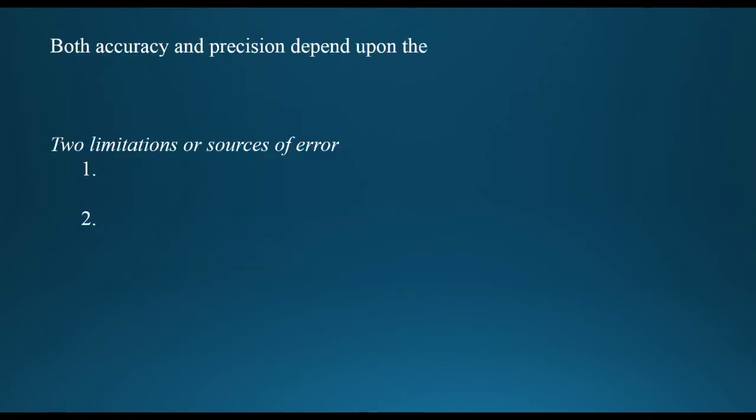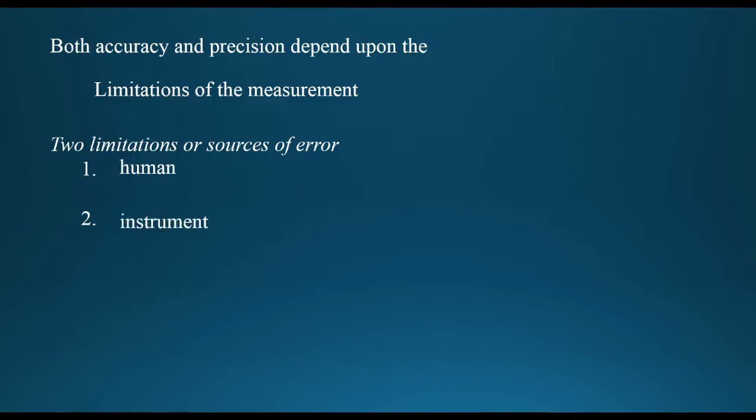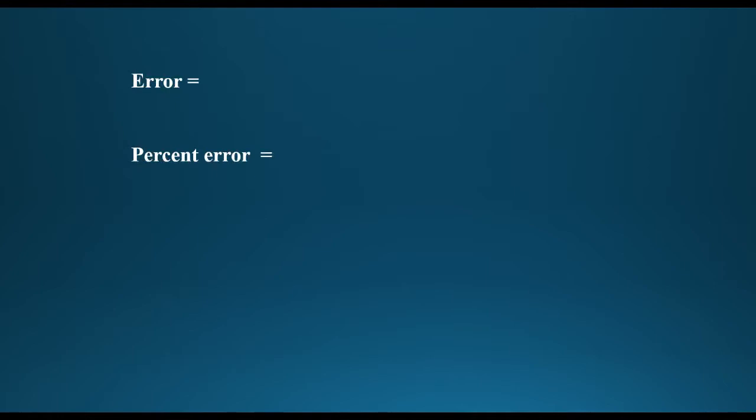Okay, so now both accuracy and precision depend upon the limitations of the instrument. And we've talked about limitations of measuring in class. We have two limitations or sources of error, and those are human and also the instrument. And no matter what, you're always going to have some sort of error in your measurements. Now, error is measured as the accepted value minus the experimental value in absolute value, so you're not going to have a negative number. The percent error also tells us the accuracy.